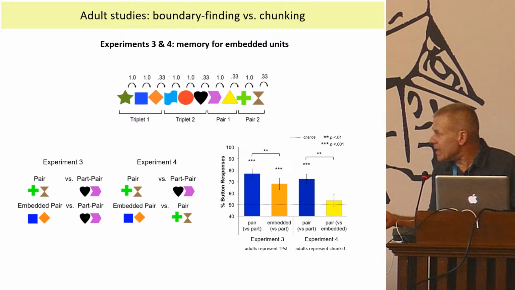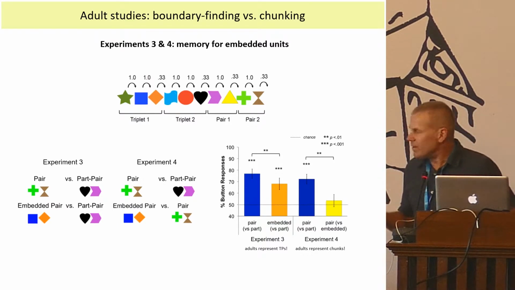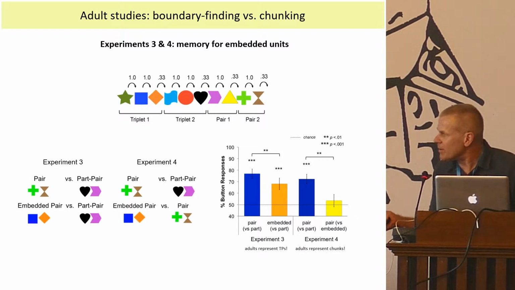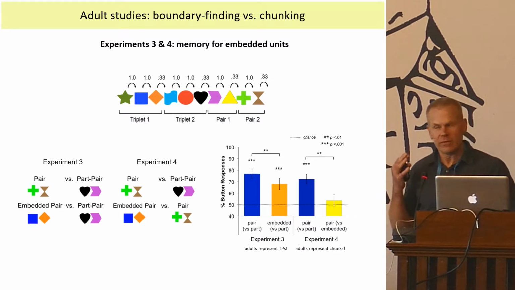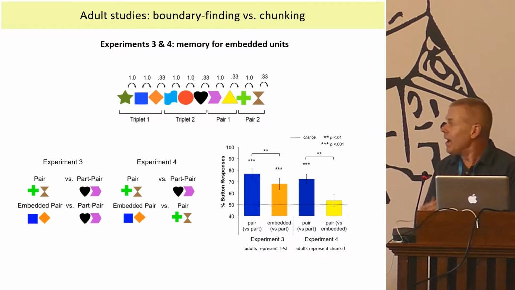So in experiment 3, we found that adults endorsed pairs more than part pairs, which you'd expect. They also endorsed embedded pairs more than part pairs. So that implies that the adults are representing TPs and recognize the embedded pair as a result of that. So the stronger TPs of the embedded pair versus the part pair lead to this endorsement.